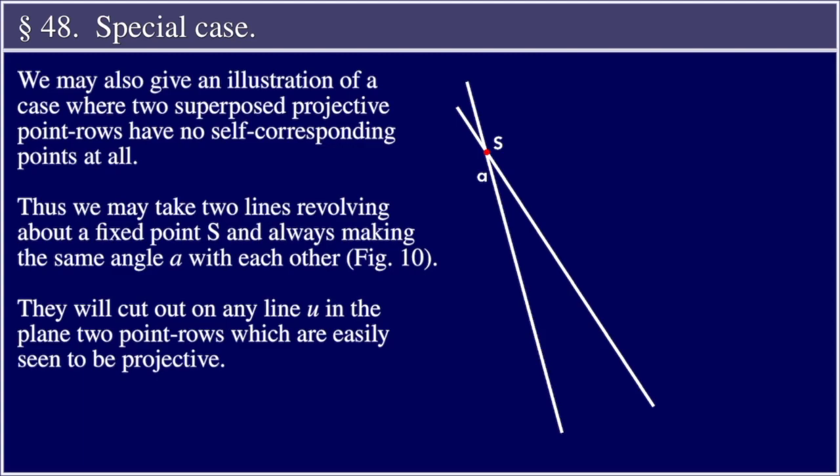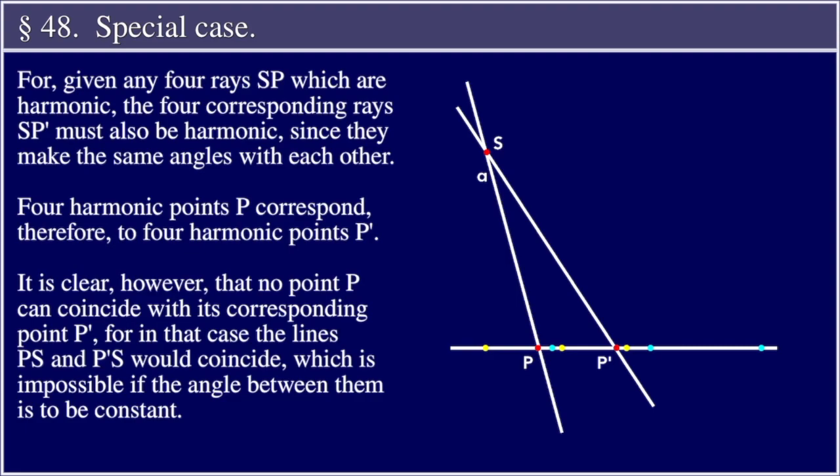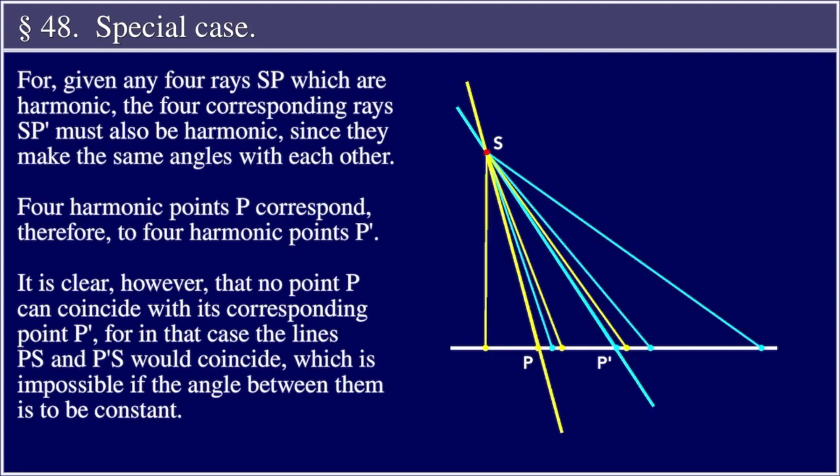They will cut out on any line U in the plane two point rows which are easily seen to be projective. For given any four rays SP which are harmonic, the four corresponding rays SP' must also be harmonic, since they make the same angles with each other. Four harmonic points P correspond, therefore, to four harmonic points P'. It is clear, however, that no point P can coincide with its corresponding point P', for in that case the lines PS and P'S would coincide, which is impossible if the angle between them is to be constant.